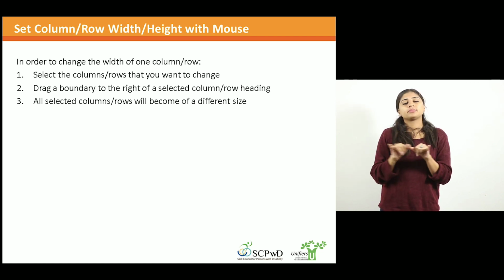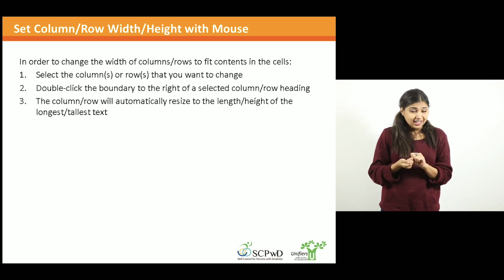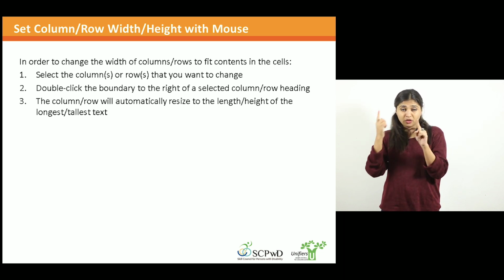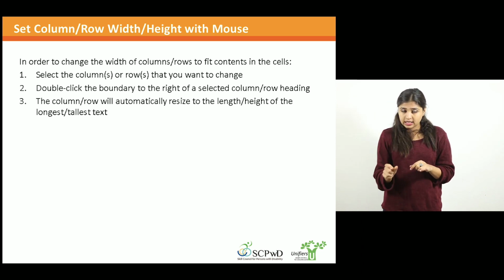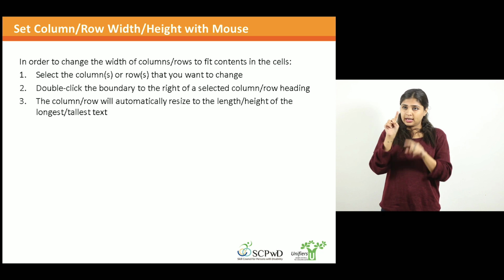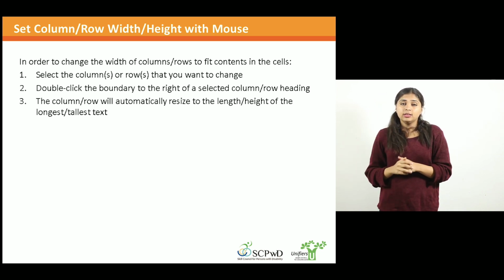In order to change the width of columns or rows to fit the contents in the cell, select the columns or rows that you want to change. Double-click the boundary to the right of the selected column or row heading. The column or row will automatically resize to the length or height of the longest, tallest text.